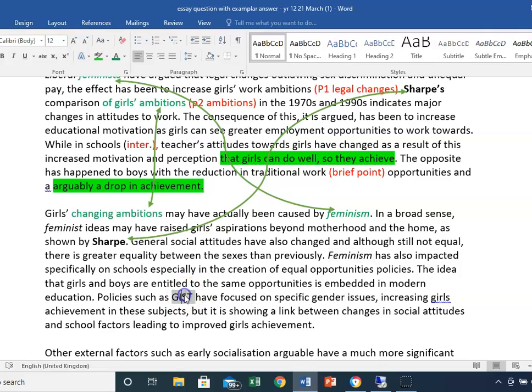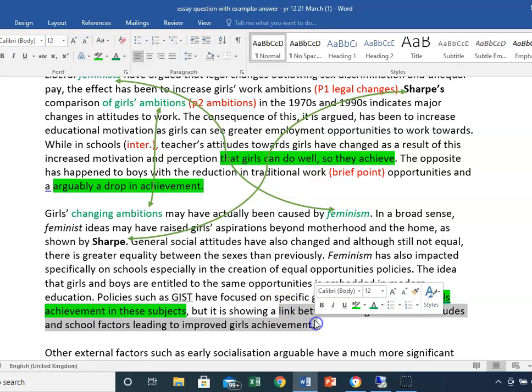The idea that girls and boys are entitled to the same opportunity is embedded in modern education. Policies such as GIST, so that's a concept, so I'll underline that. Let's just get into science and technology, have focused on specific gender issues, increasing girls' achievement in these subjects. Straight away, that's a really good application. But it is showing a link between changes in social attitudes and school factors leading to improved girls' achievement. So again, I quite like that.